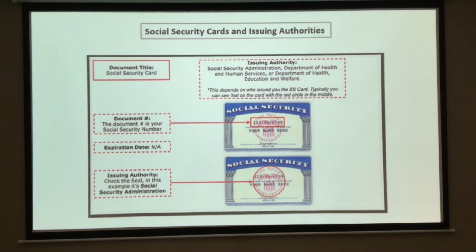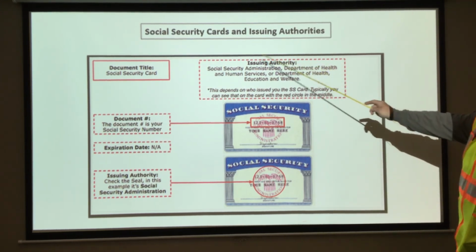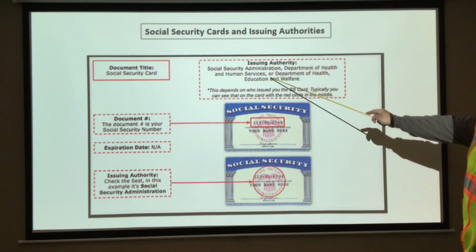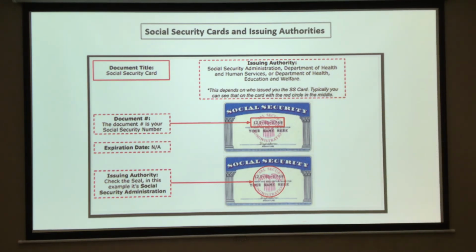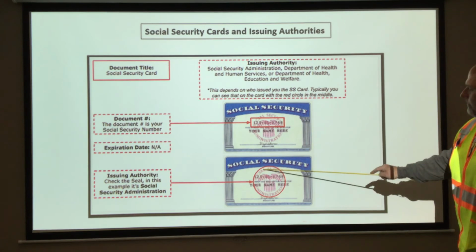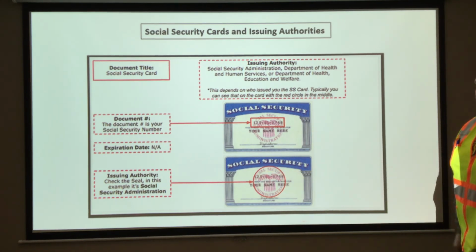Social Security cards, as I mentioned, may have a number of issuing authorities. There are 3. And if you look up here in this box, the issuing authority is the Social Security Administration, Department of Health and Human Services, or Department of Health, Education and Welfare. That again will be represented in that round part of the logo. Whatever that issuing authority is, it will be there.